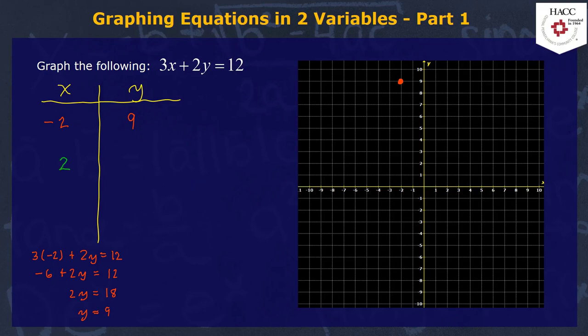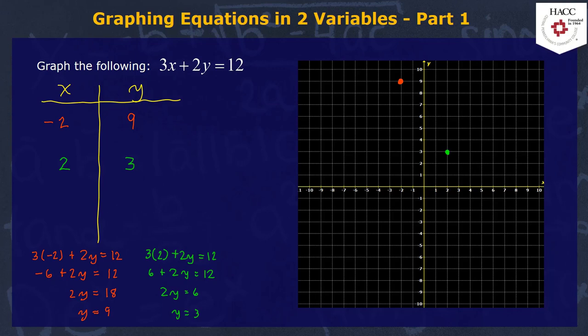But I also picked an x value of 2, and so I put that into the equation in the place of x, which gives me 6 plus 2y equaling 12, which means that 2y equals 6. And dividing both sides by 2 gives me that y equals 3. So 2, 3 is another ordered pair. And that's good enough to draw the line.